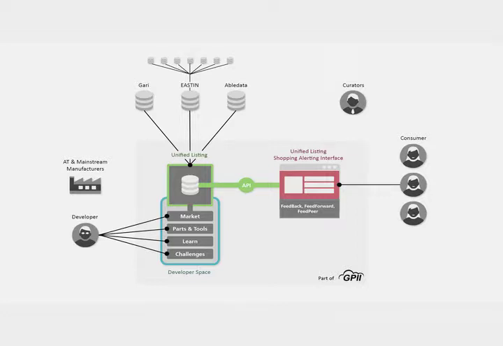This is a quick demonstration I put together to show the major parts of the developer space and how they interact and work together. So the major components we see here: we have the developer space in the bottom, we have the unified listing, which is actually part in the developer space and part up in what I would call user space. And then we have the shopping alerting interface.